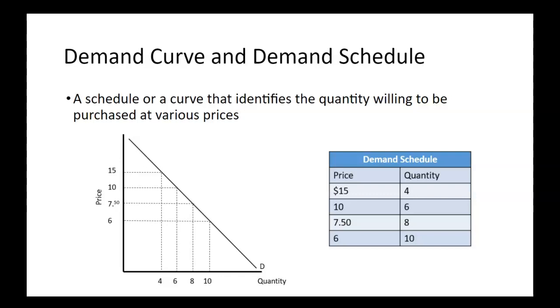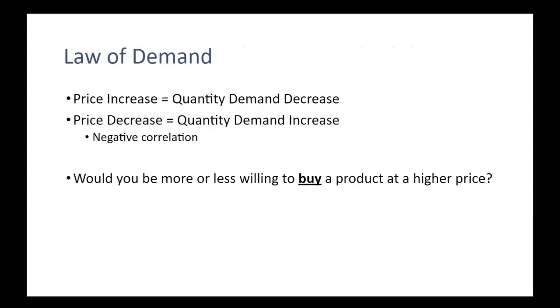You can see the numbers are the exact same. They both show the same things. The demand curve does show more data points, so usually we do use the curves and the graphs. So what you notice is that as the price decreases, the quantity that would be purchased increases. This is known as the law of demand. So the price and quantity for demand have a negative correlation. They go in opposite directions, which is why it's downward sloping.